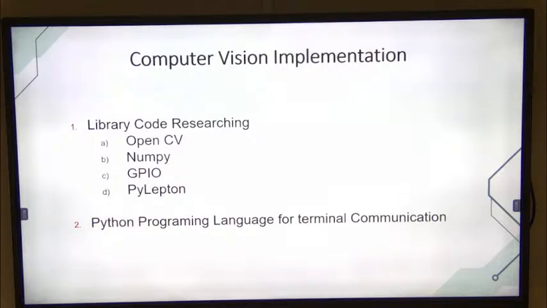We're also using PyLapton, even though we are having problems because the library is a bit old, it is 6 years old, and it received an update 1 year ago. So we're still having a bit of problems. We are thinking of using a C library for controlling the camera. We use the Python programming language for the complete code base of the project and for serial communication.